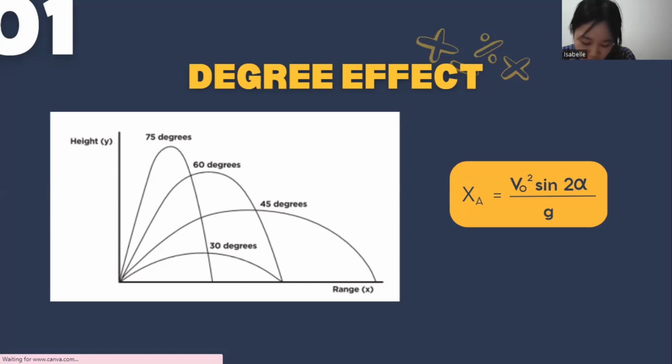In accordance with the formula X equals V0 squared sin 2A divided by gravity, when the angle is 45 degrees, then 2A will be 90, where sin 90 will be 1. So when the rocket is directed at 45 degrees, the rocket will reach the furthest distance.